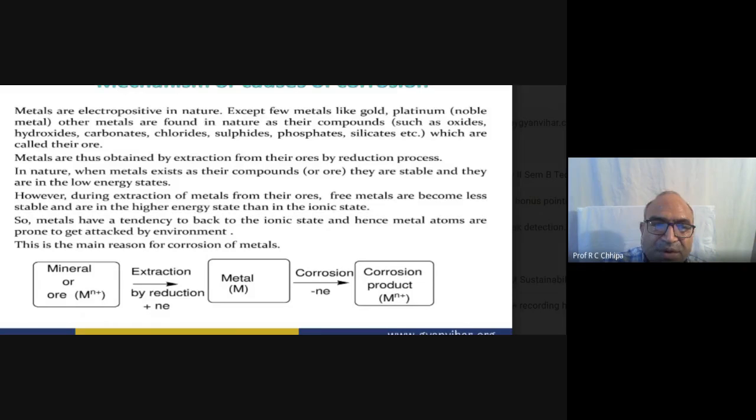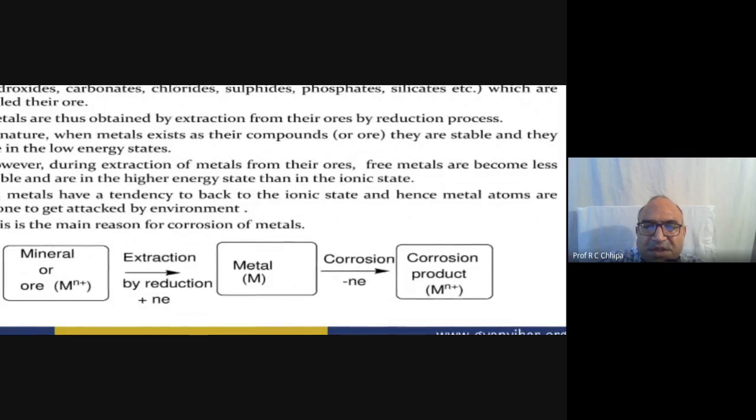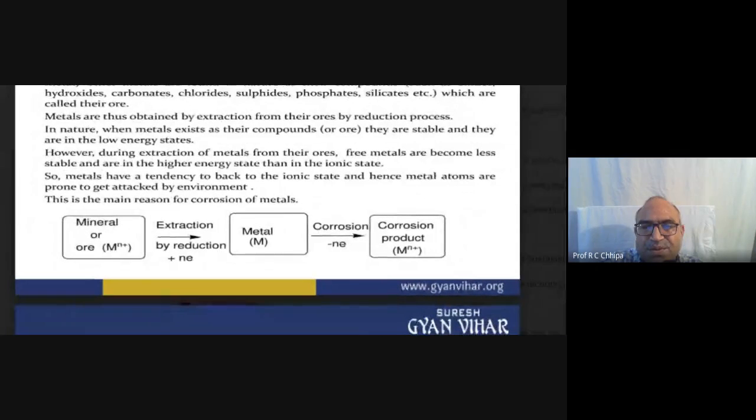Metals have a tendency to go back to the ionic state. So iron, Fe, goes to iron plus 2. Iron wants to go to its ionic state, and hence metal atoms are prone to get attacked by the environment. So the environmental condition matters. The main reason for corrosion of metal is the environmental condition.